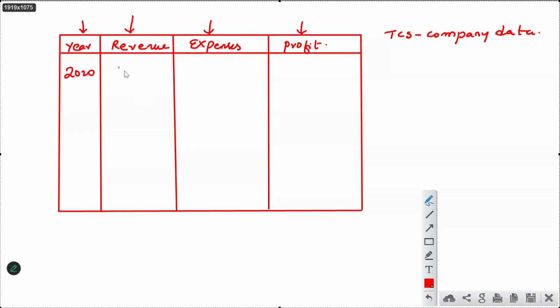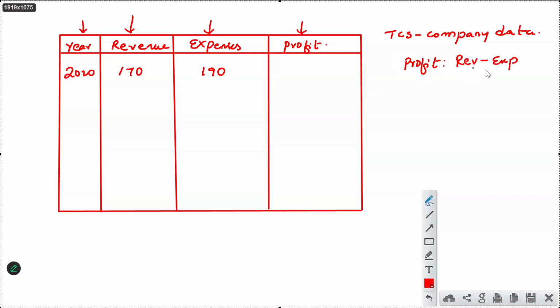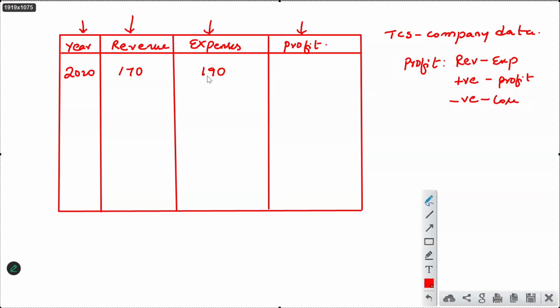For 2020, the revenue of the TCS company is around $170 million. Expenses are around $190 million. What is profit, guys? Profit is nothing but revenue minus expenses. If revenue minus expenses is positive, that means we are in profit. If it is negative, that means we are in loss. For the year 2020, expenses are more than revenue, so we are in a loss of minus $20 million.